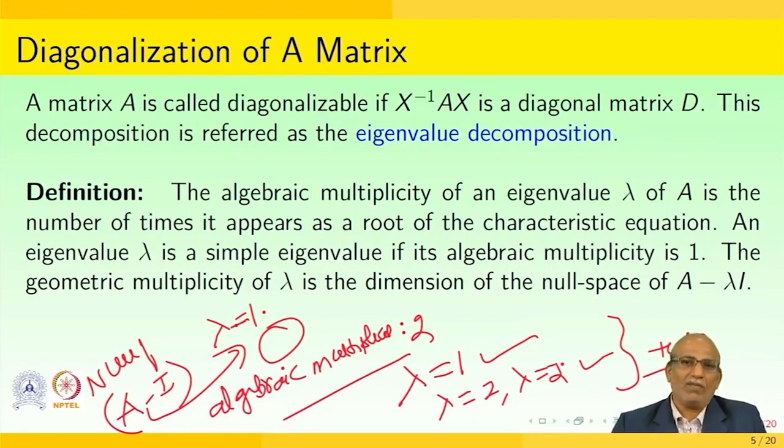So, the algebraic multiplicity and geometric multiplicity: algebraic multiplicity simply depends on the eigenvalues, whether they are repeated or not, and that decides the algebraic multiplicity. Whereas the geometric multiplicity is the dimension of the null space of A minus lambda I.